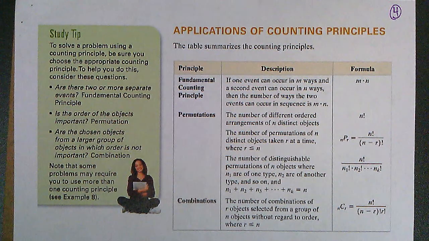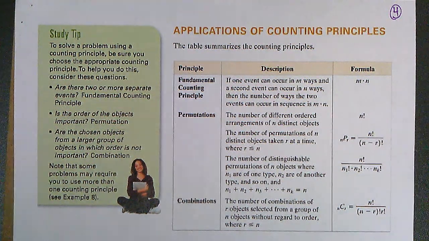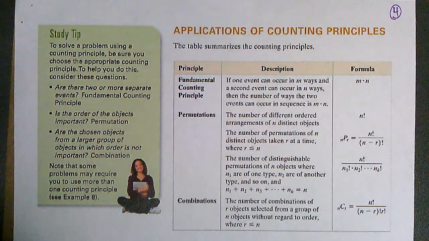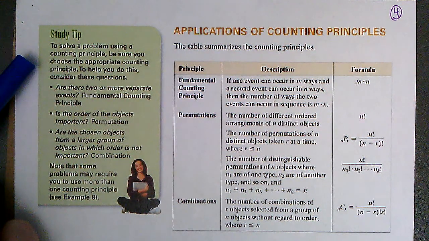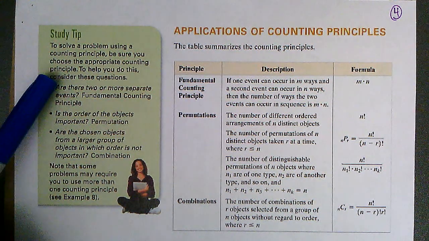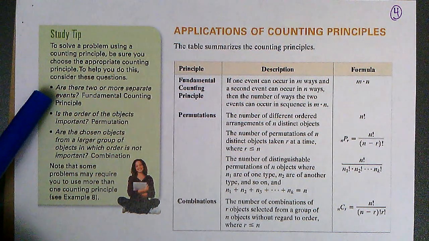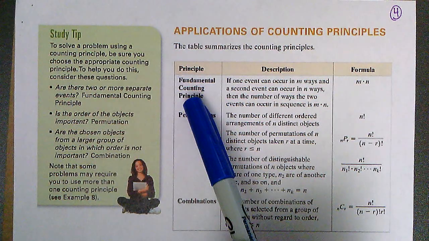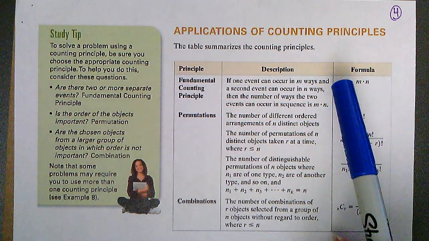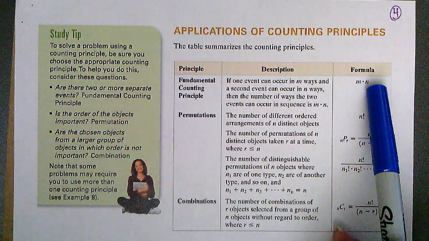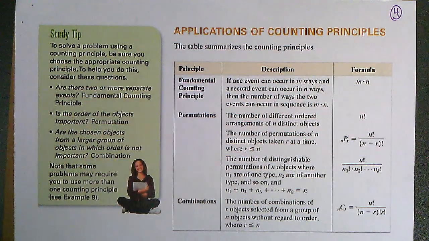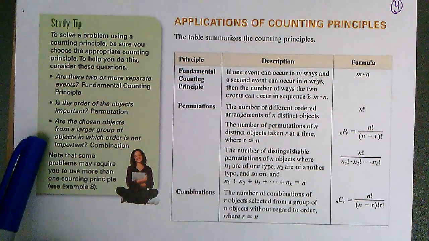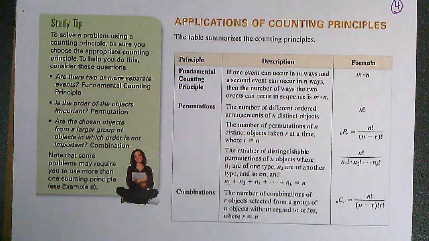Here's a nice summary and some tips on how to know which of the counting principles to use. So here they're saying to solve a problem using a counting principle, make sure you choose the appropriate principle. So to help you do this, consider these 3 questions. Are there 2 or more separate events? If so, you could use the fundamental counting principle, which tells you to multiply the number of ways for one event times the number of ways for the second event. If the order of objects is important, you'll be using a permutation. If the order is not important, you'll be using a combination.